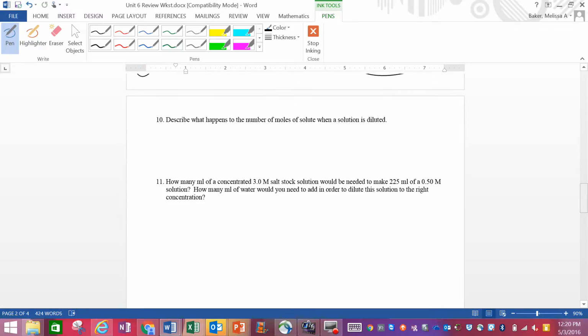What happens to the number of moles of solute when a solution is diluted? Well, let's test it out. So here I've got a beaker. I've got, let's just call it 3 moles. Okay, each one of those represents a mole. Now I add a bunch of water to it. Okay, I still only have 3 moles. It's just now they're spread apart more. So the number of moles stays the same. This was a trick question.